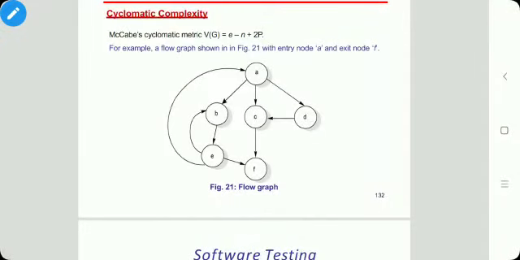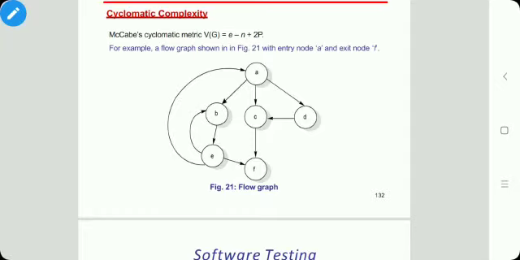Dear students, the topic for this section is cyclomatic complexity. The cyclomatic complexity is also known as structural complexity because it gives the internal view of the code. This ensures that all the statements have been executed at least once and every condition has been executed on its true and false side, and this approach is used to find the number of independent paths through a program.